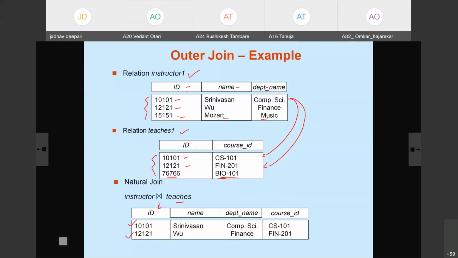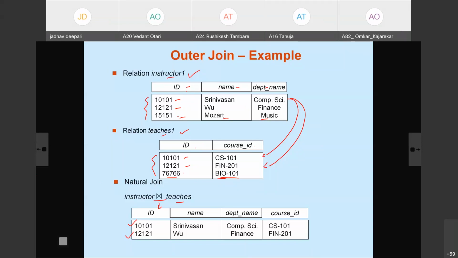That we call loss of information or missing information. Again, I am repeating. Suppose there are these instructor 1 and teachers 1. These two relations are there, and we make the natural join.